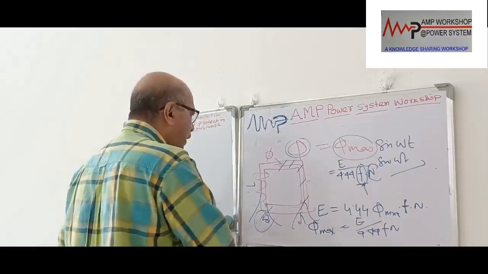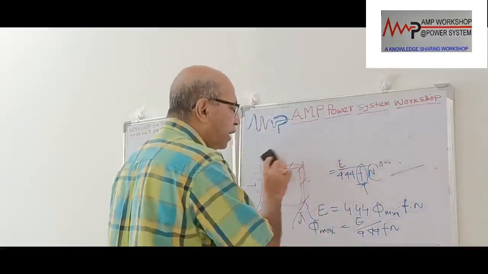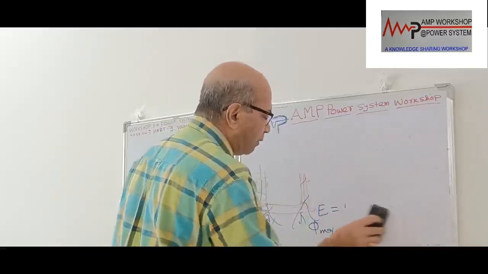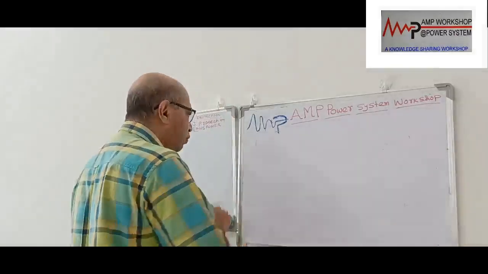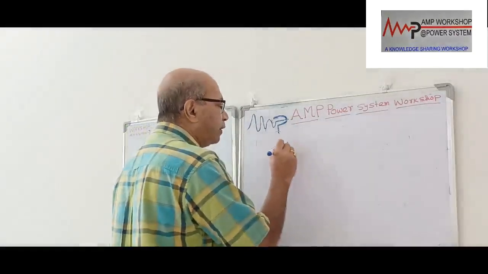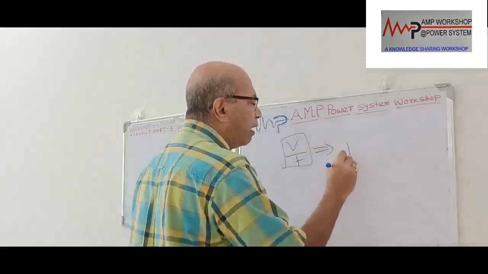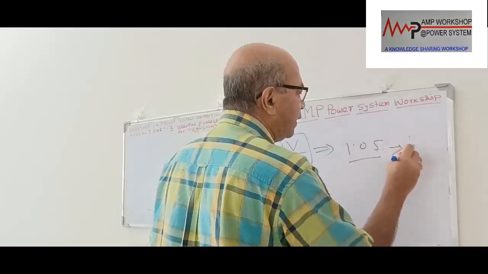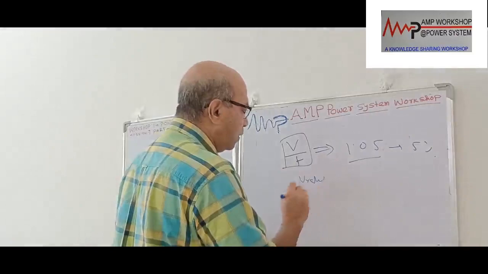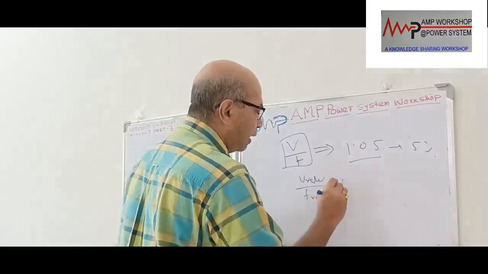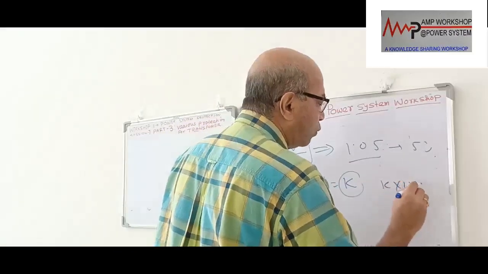That's why, where there is a possibility of this, we immediately provide overfluxing protection, or V by F protection. We put a relay, and that relay monitors the ratio of voltage and frequency. Based on the ratio value, normally we allow up to 1.05, that is 5% from the rated value. V rated by F rated, suppose this value is K, so we allow up to K into 1.05 to operate.